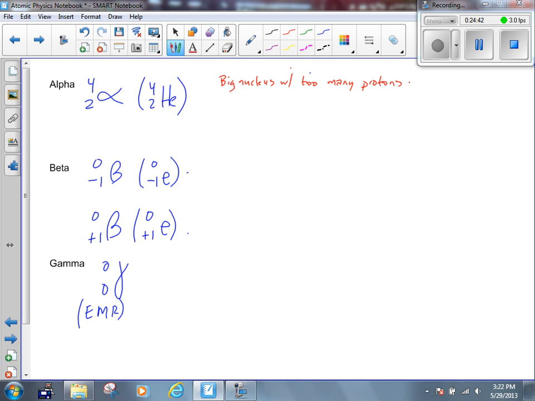If you have too many protons, too many positives, which contribute to the repulsive electrostatic force, then the nucleus breaks apart. When it breaks apart, it gives off an alpha particle. The alpha particle gets kicked out. And then, of course, you're left with a smaller parent nucleus, or daughter nucleus, I should say.